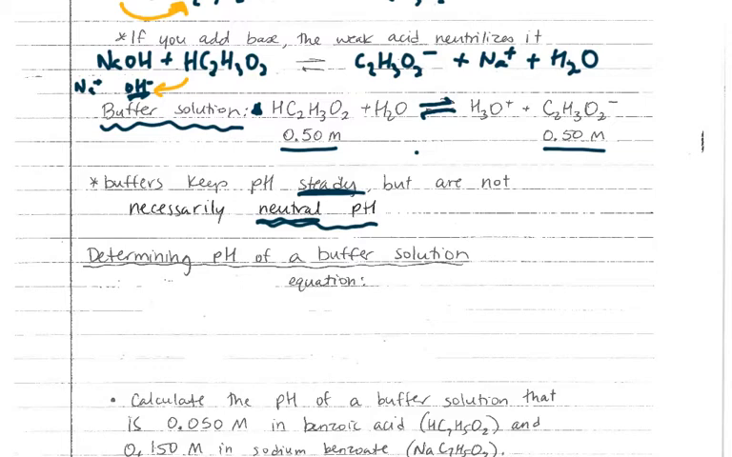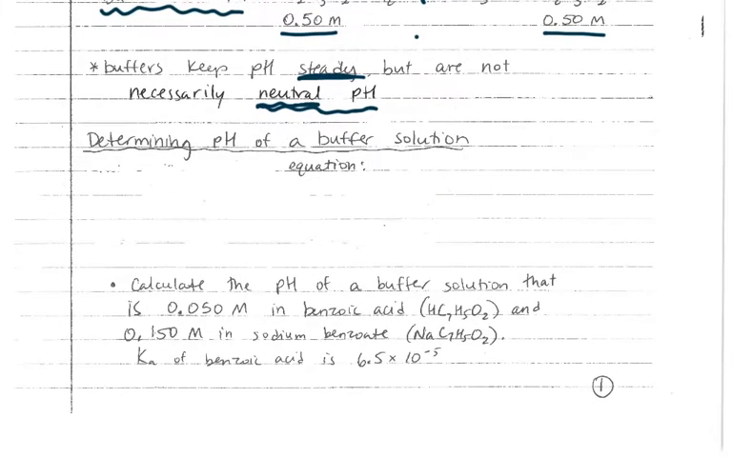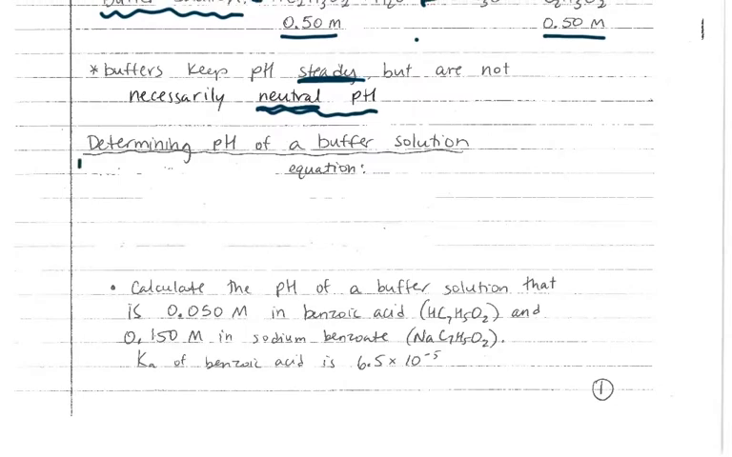Okay, so how do we determine the pH of a buffer solution? Well, there's an equation for that. It's called the Henderson-Hasselbalch equation, and it looks like this.